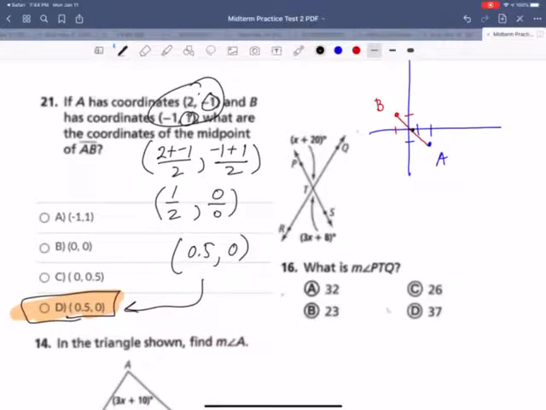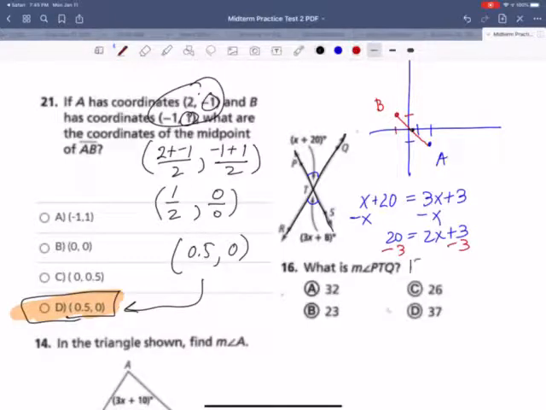All right, what do we got going on here? It looks like 2 lines cross. Well, anytime 2 lines cross, you have vertical angles. So the opposite angles should be congruent. So hopefully you set these equal to each other. Okay, I still got to get x by itself.